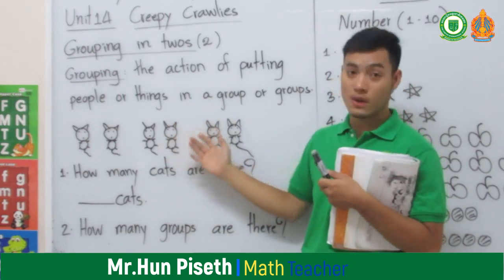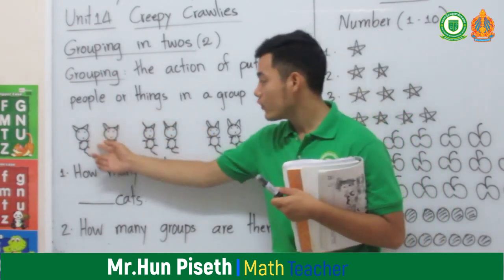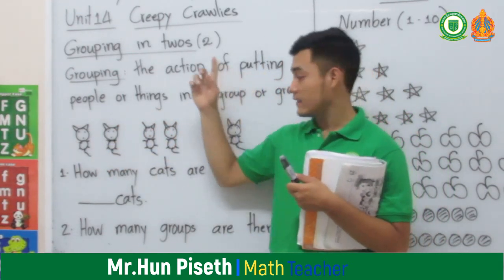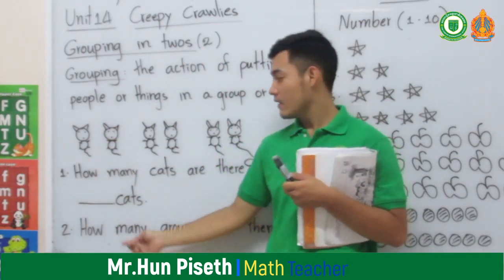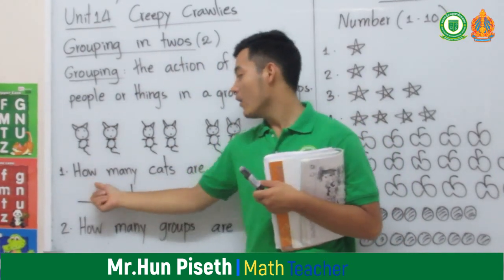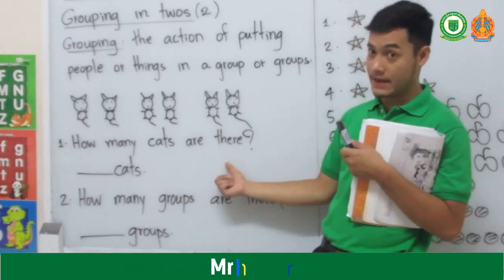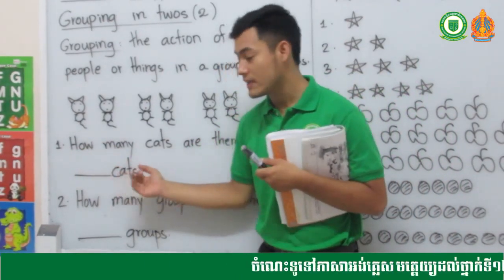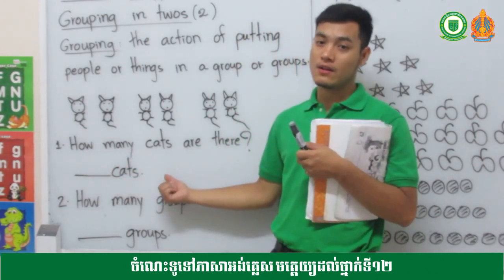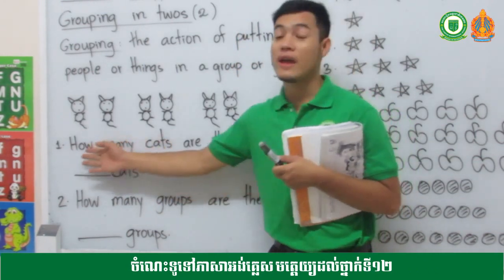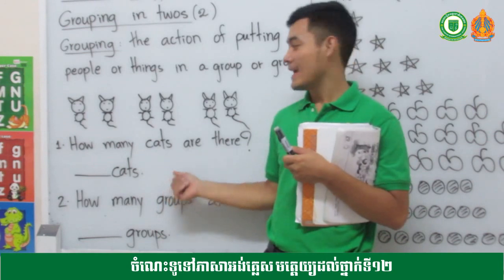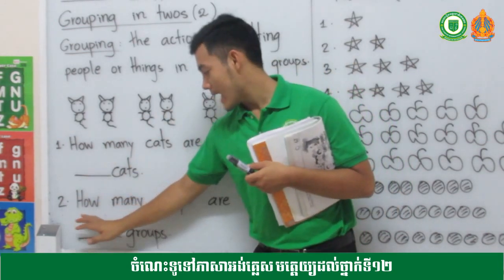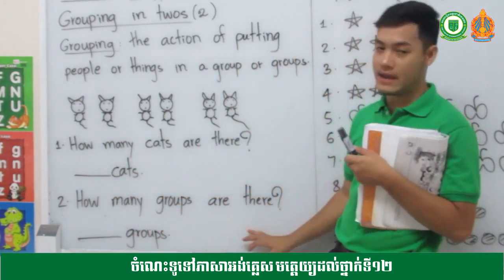But before grouping in twos, I want you to look at the two questions first. Question number one is, how many cats are there? Here you need to complete it. Can you tell me how many cats are there? No, I think you don't know because we haven't counted yet. And question number two is, how many groups are there?